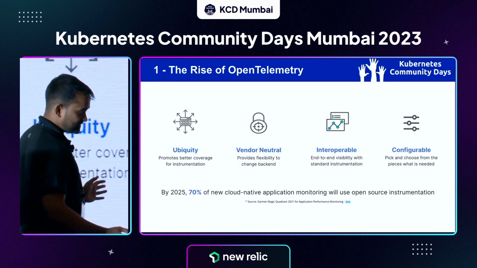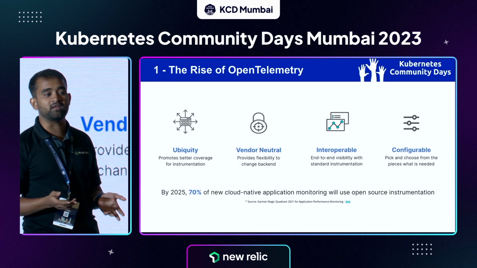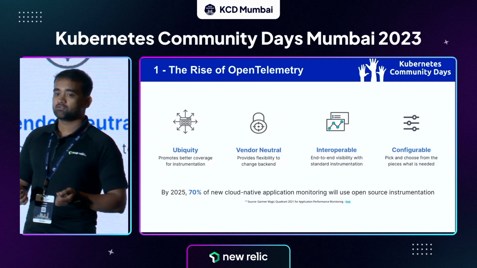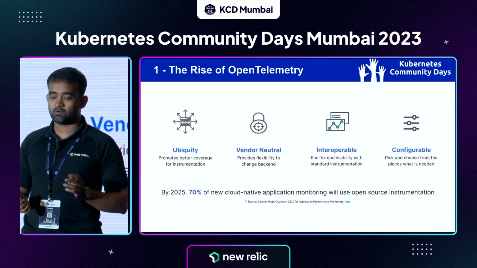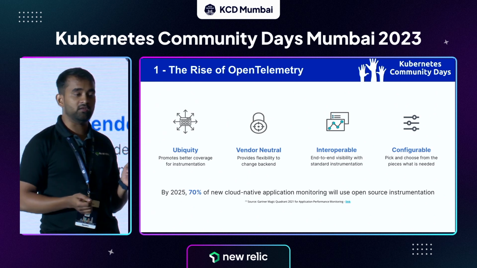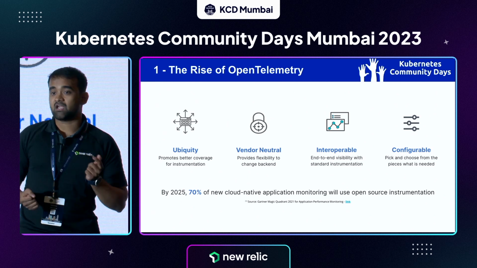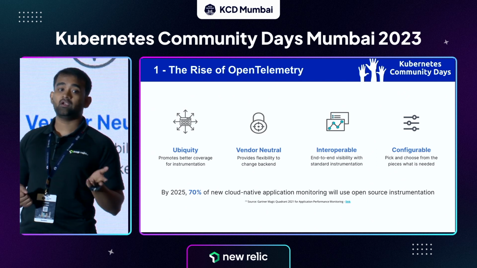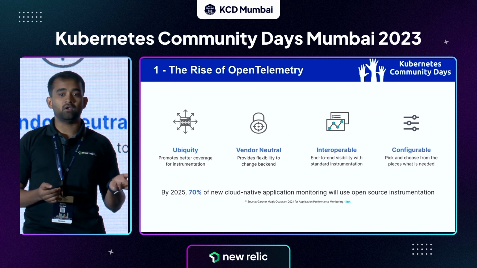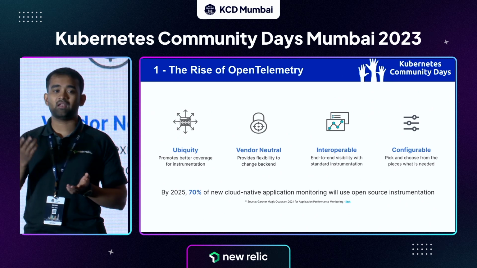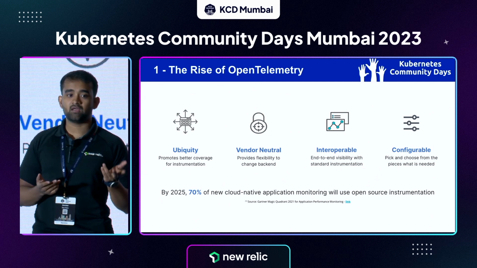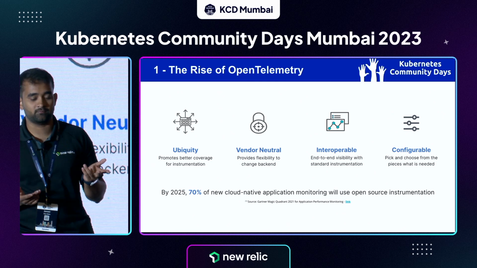Now, why is the community showing so much love to OpenTelemetry, and why is there so much interest rising? So these are 4 key facts and 4 key concepts where OpenTelemetry is good. The first one is ubiquity. OpenTelemetry is striving to promote better coverage for cloud native application for instrumentation. That means if you're using cloud native application, microservices or distributed, OpenTelemetry has great support, and you can start your observability journey with confidence that you're able to extract good data from that.